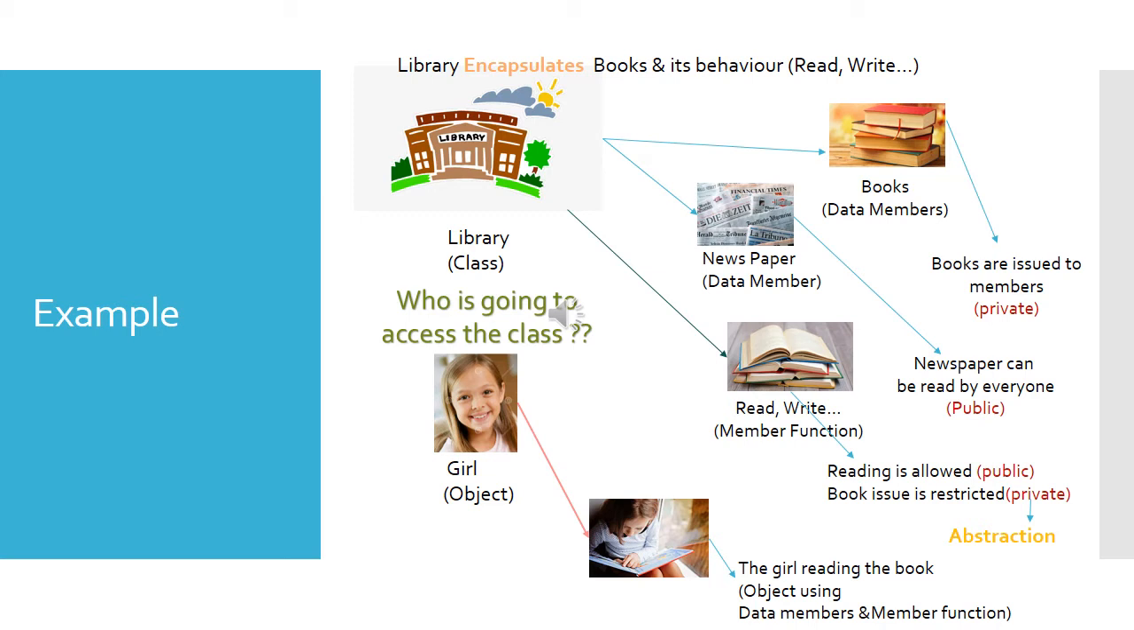As for the member functions like read and write, reading is allowed inside the library, so it's public, but a book is issued only by the librarian, so it's going to be private. Now, who is going to use the data and its properties? It's going to be a girl who is going to be the object. And the girl reading the book is an example of an object using the data members and the member functions.